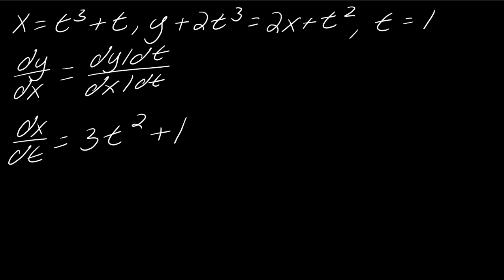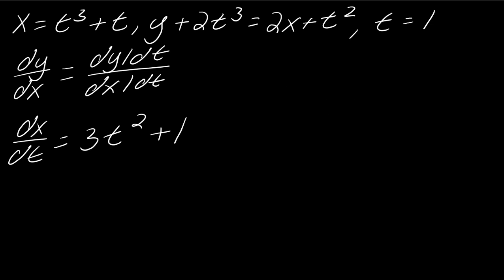Cool. All right, great. We're halfway done. So now let's work on this second equation. With implicit differentiation, each time I take a derivative of x or of y, I'm just going to write dy/dt or dx/dt. I'll show you in a second.